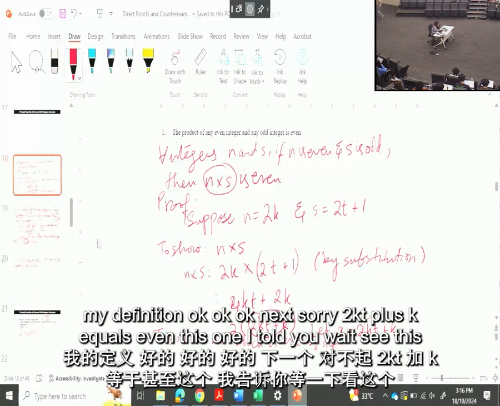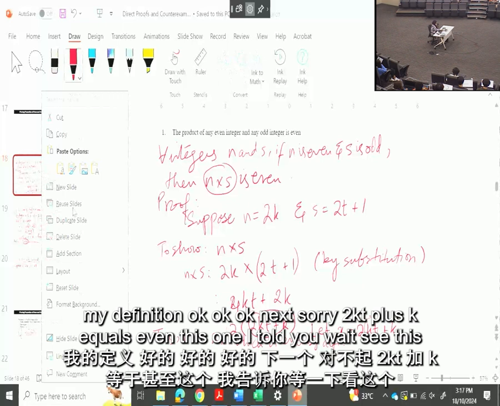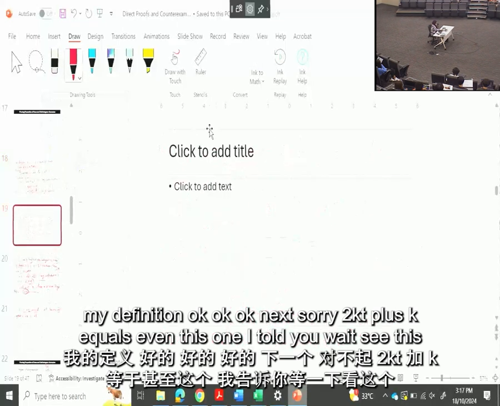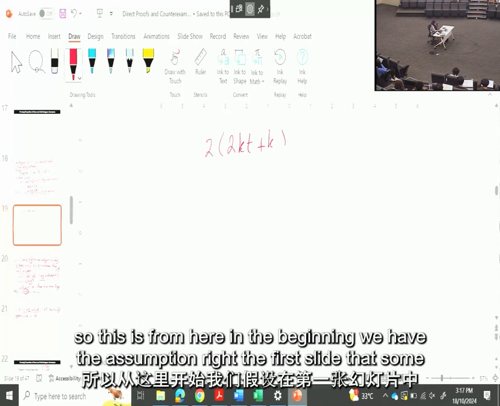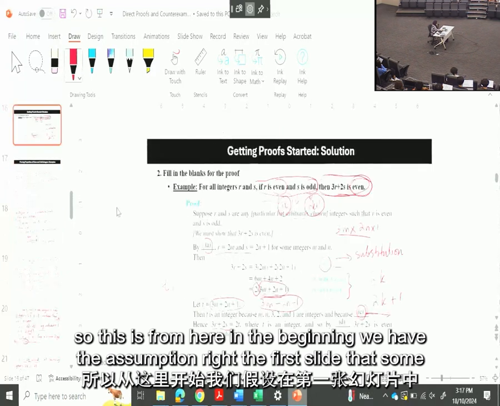Next, sorry? 2kt plus k equals even? This one I told you, wait. See, this is from the assumption. You reached this point, right? 2 and then you had 2kt plus k, right? So this is from here in the beginning. We have the assumption, right?